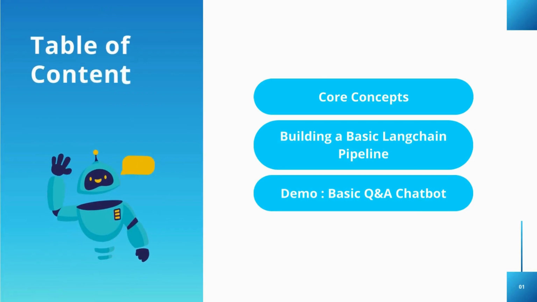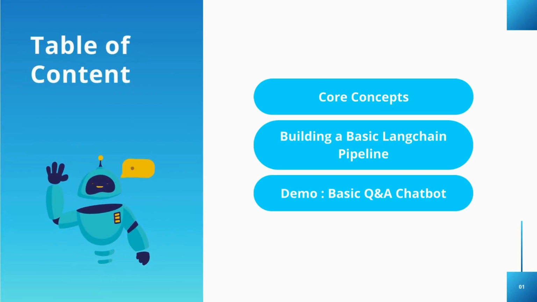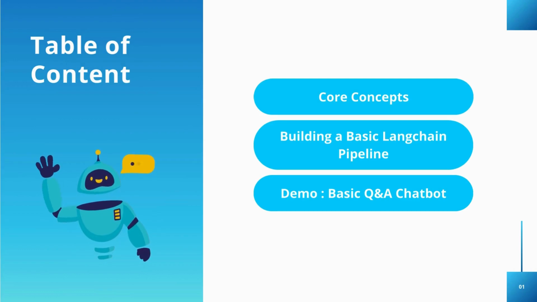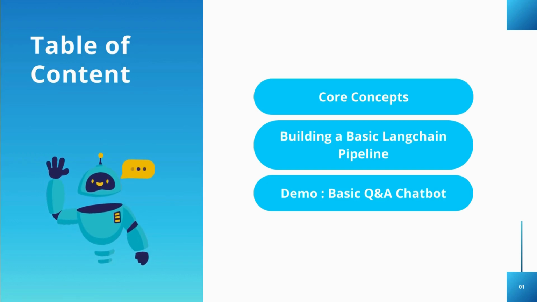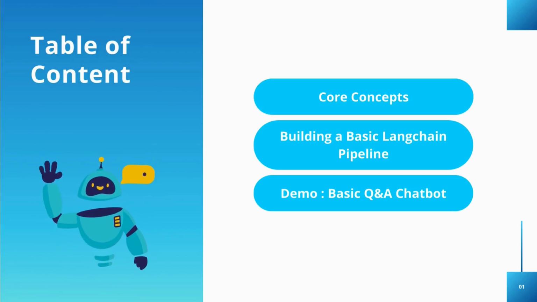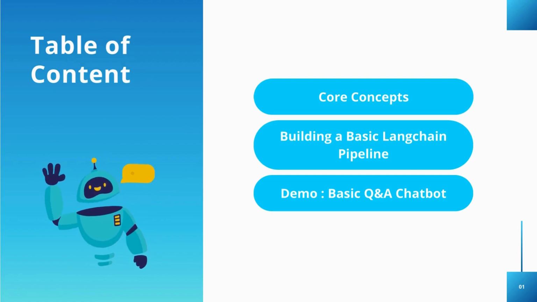So, what's coming up in this module? First, we will explore LangChain's foundational components: chains, agents, prompts, and tools. You will see how these pieces fit together to give your AI applications structure, logic, and external capabilities.